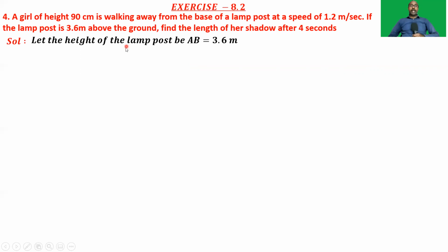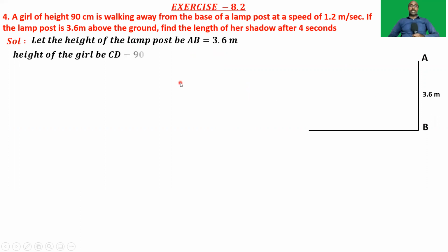So let the height of the lamp post be AB, which is equal to 3.6 meters, like this. AB is the lamp post whose height is 3.6 meters, and the height of the girl is CD, given 90 centimeters, and we know that 90 centimeters is equal to 0.90 meters. So this one is the girl CD, and she is walking away from the base of the lamp post. That is, she is walking away from B with a speed of 1.2 meters per second.